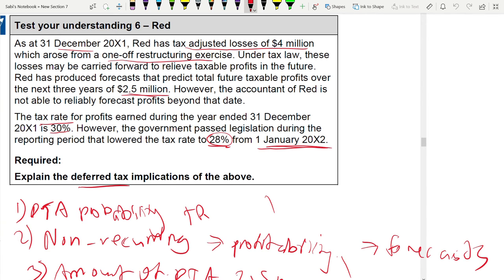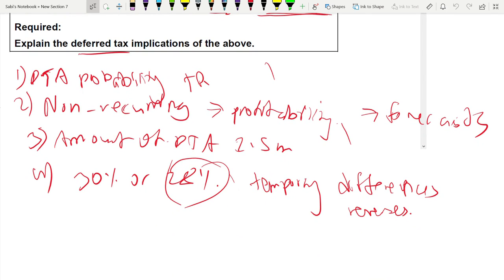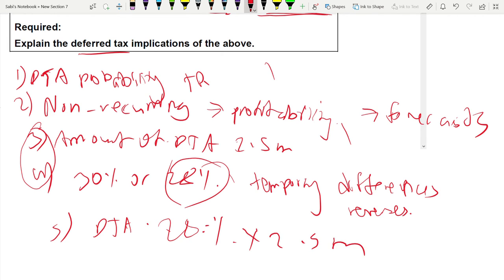Now, calculate deferred tax asset. Finally, the fifth calculation is the deferred tax asset. After using that 28%, remember, you have to use the third and fourth paragraphs. So it is just simply 28% on 2.5 million. Okay, how much? 700,000. Where does the 700,000 go?